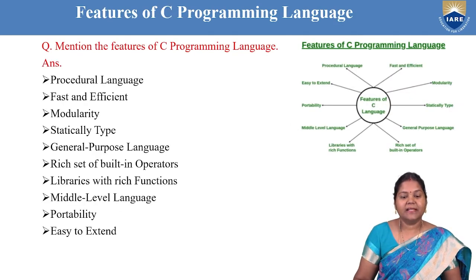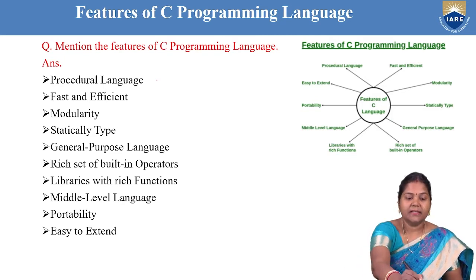Next question is related to the features of C programming language. Why is C a very popular language for the last 4 decades, always in the top 10 languages? It has a number of features related to the procedural style, modularity, and low-level programming features, and it has applications in embedded systems, in gaming, and in system-level programming. It has a number of applications. So let us discuss what the features of C programming are.